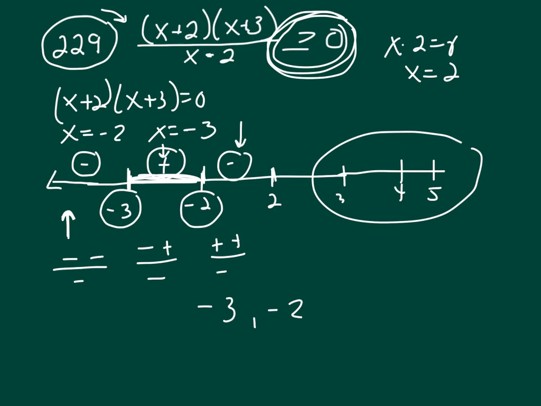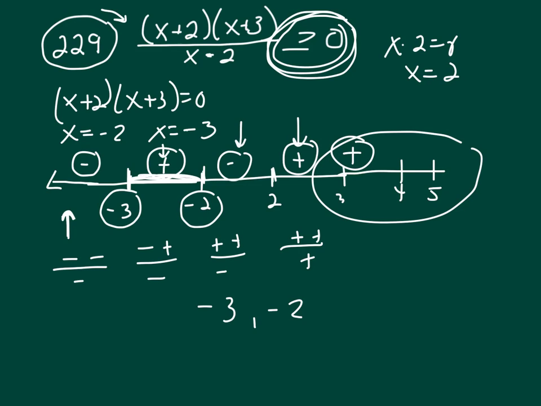Now, if I plug 2.5 into my inequality, that's going to give me a positive. 2.5 plus 3 is positive, and in the bottom, 2.5 minus 2 is positive. So this is also positive. Okay, so this area is all positive.